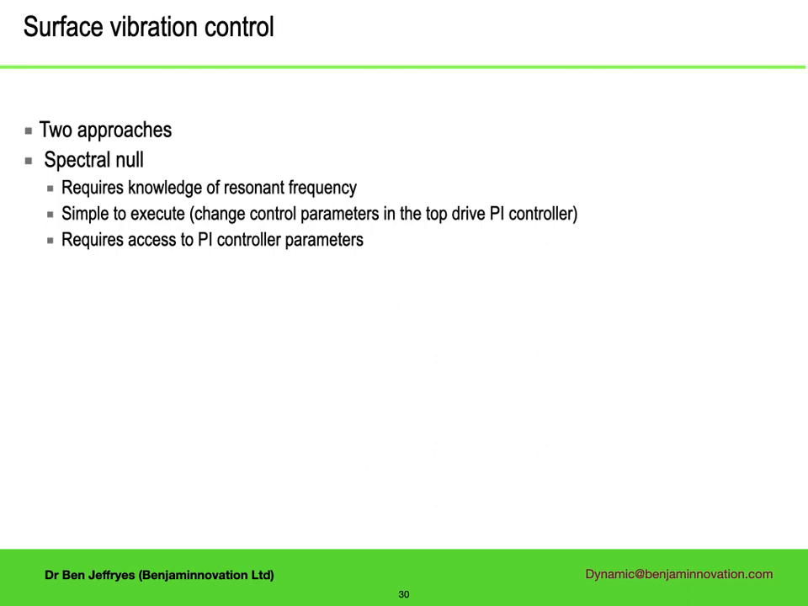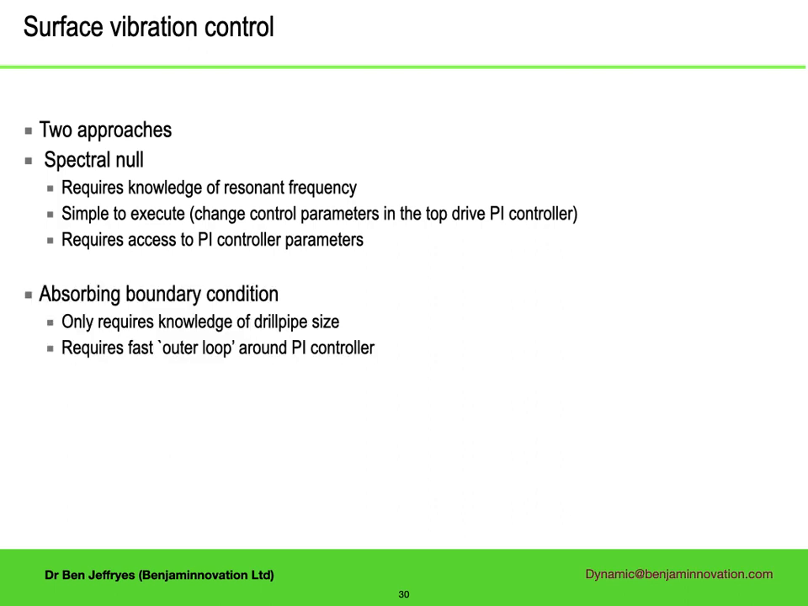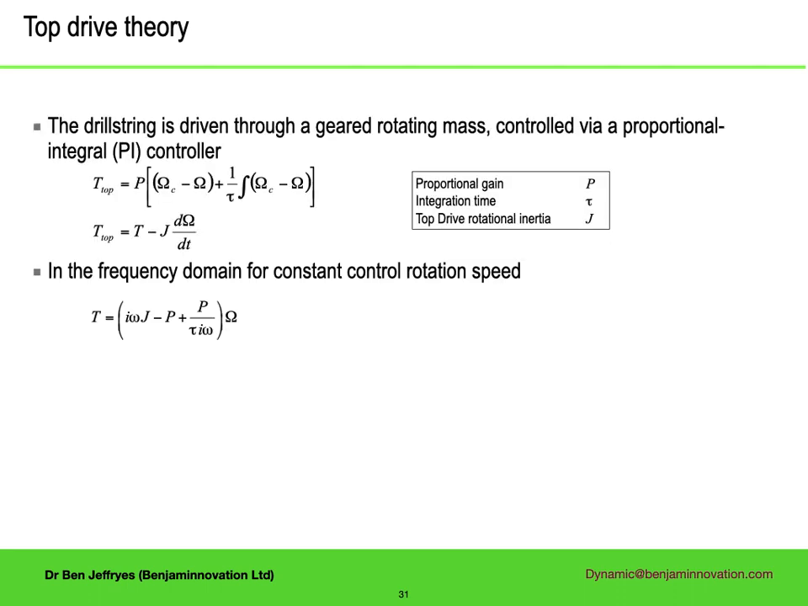Once you do, it's quite easy to implement, but it does require access to the top drive controller parameters. The other one, trying to make the top boundary condition one that absorbs rotational waves, does not require knowledge of the specific frequency, but needs to operate an outer loop around the top drive controller, which must operate as fast as possible. Let me take you through top drive theory. This is all taken from the paper by Killingstad and Nessjøen in 2009, who invented the spectral null controller. I must apologise as I probably pronounced their names totally incorrectly.